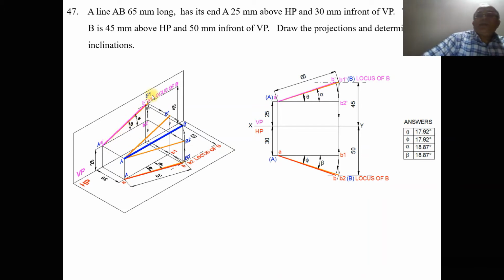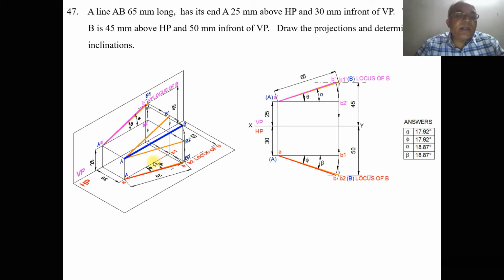Now we need to find out the front view and top view inclinations. To do that, first we take up the true length in the front view. If the line has to be true length in the front view, obviously in the top view that line should be parallel. We can see that capital A, here small a, and B1 is the line which is parallel to the XY line in the top view. That means A is in front of VP by 30 mm and B1 is also in front of VP by 30 mm.